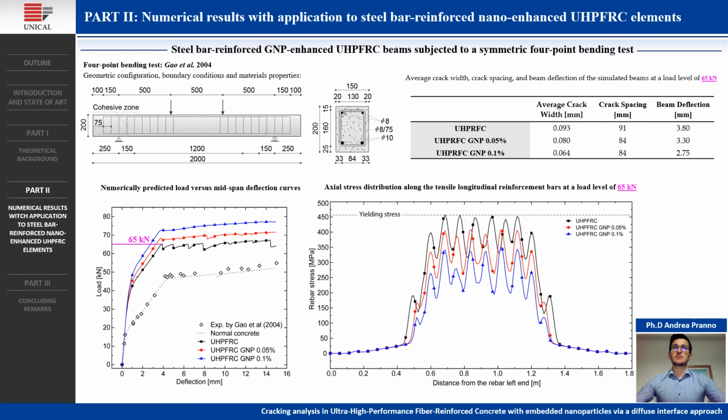Furthermore, the axial stress distribution along the tensile reinforcement bar of the three simulated ultra-high-performance fiber-reinforced concrete beams has been reported for the same load level equal to 65 kN. The reported trend is characterized by lower values of the average rebar stress for higher values of the graphene nanoplatelet content, and it confirms the increase in the tension stiffening effect for increasing fraction of the nano-reinforcement. In particular, the reduction in the maximum stress associated with 0.05% and 0.1% of graphene nanoplatelets is about 11% and 23%, respectively, with respect to the case without nano-reinforcement.